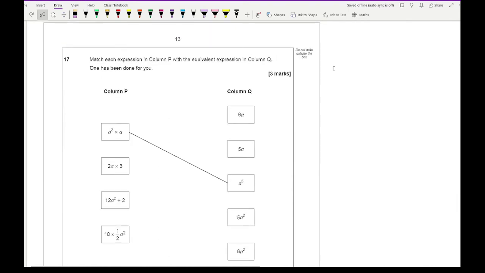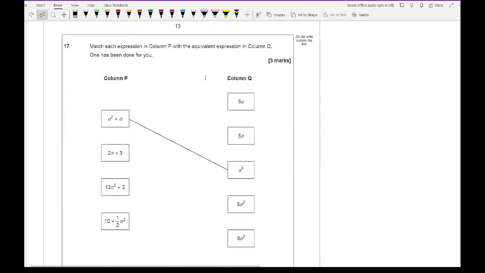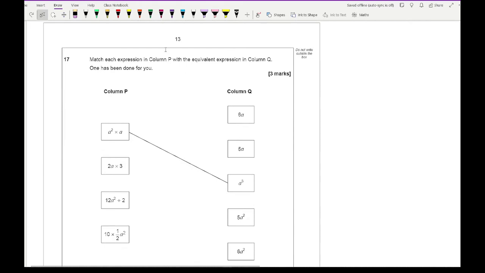So question 17 is, match each expression in column P with the equivalent expression in column Q. One has been done for you. So again, all we need to do is remember, multiply numbers with numbers, divide numbers with numbers, letters with letters, and that should be fine. So 2a times 3, well, 2 times 3 is 6, so we're looking for 6a, that one there. 12a squared divided by 2, we can only divide the numbers, so 12 divided by 2 is 6, so that's going to be 6a squared, which is here. And 12 times a half is 6, so we're looking for 6a squared, so that's going to be that option there.